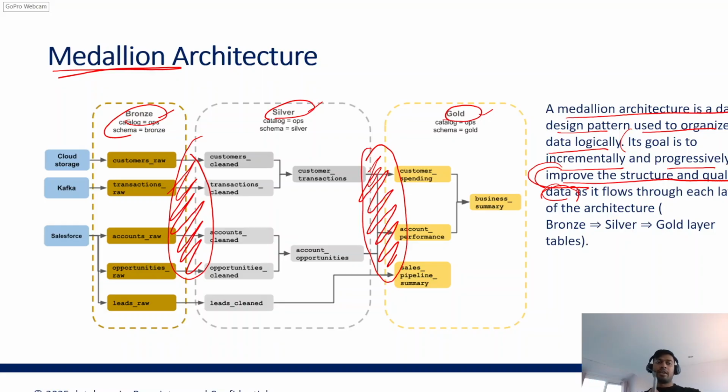In the same way, in the raw unstructured data, you have so many impurities. That is where we try to improve the structure and the quality of the data when it comes to gold, and that's where we do it incrementally and progressively. And this is what we call Medallion architecture. So you have a bronze layer, a silver layer, and then a gold layer.